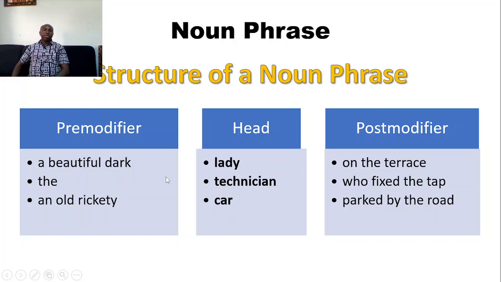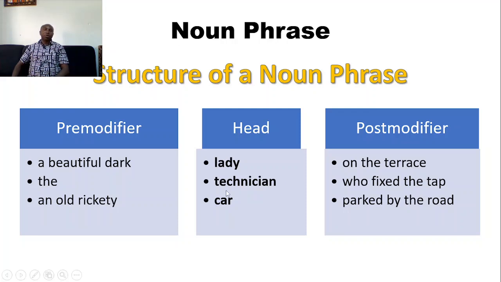The second one, the technician who fixed the tap. The technician who fixed the tap. There is the premodifier. Technician is the head word. The points out that we are talking about a specific technician, not just any technician. But despite that, who fixed the tap states the achievement of the technician, which is an attribute. Therefore, it post-modifies the technician in question.